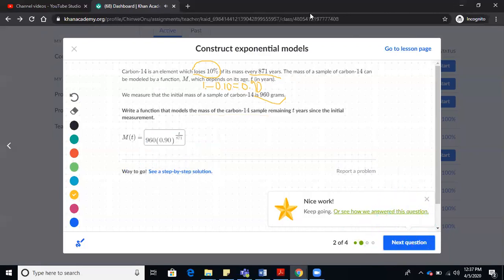I hope this was of some help for constructing exponential models.